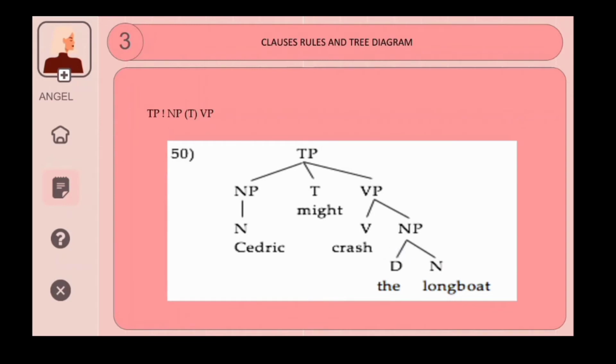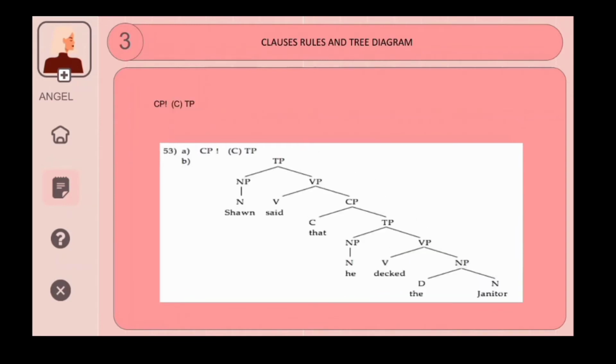Next, we have the rule CP, which is complementizer phrase: complementizer and then tense phrase. So we have two clauses here. A complementizer is used when clauses are embedded in each other by adding a complementizer like this, that, if, or but. We can combine those two clauses by the use of the complementizer that.